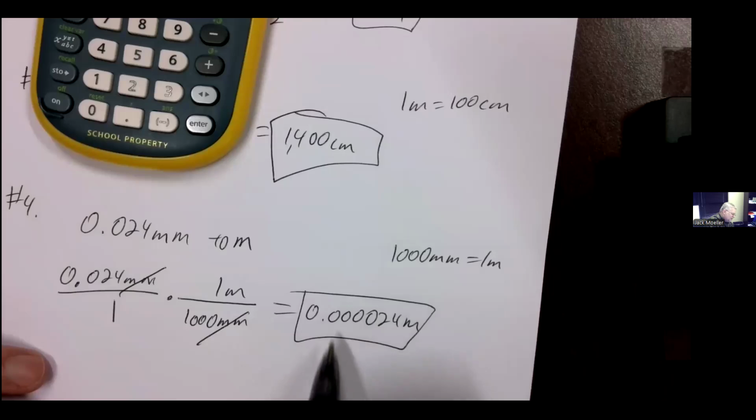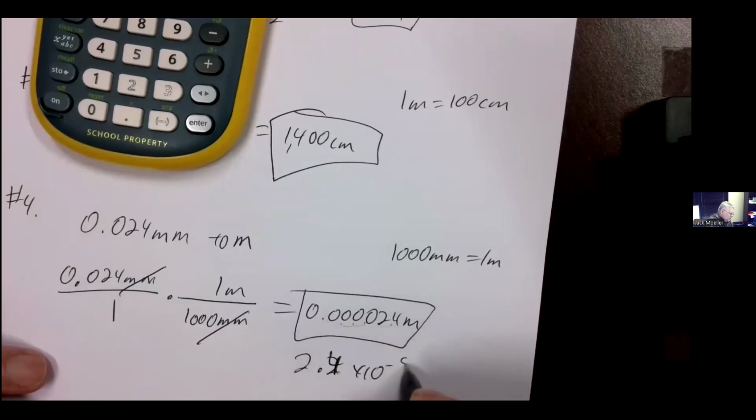The math teacher in me says when I see that, I want to convert that to scientific notation. Remember that back from test two? So 2.4, and then we move the decimal 1, 2, 3, 4, 5. Times 10 to the negative fifth because it's a decimal.